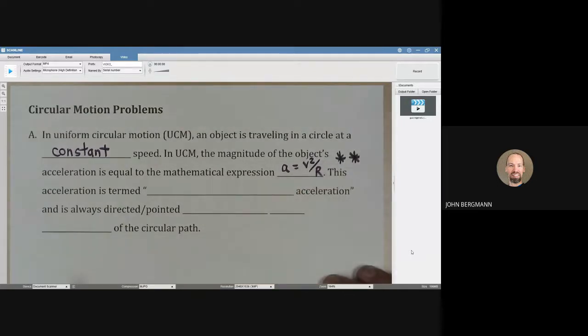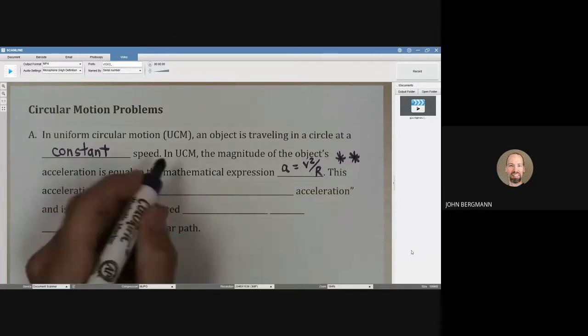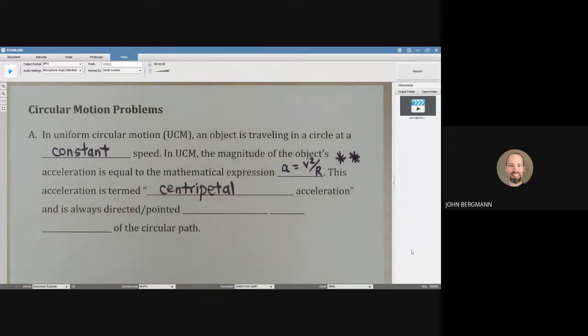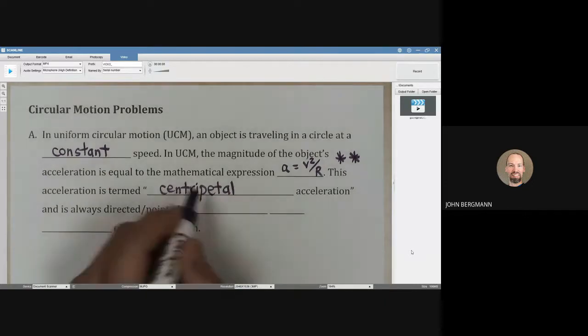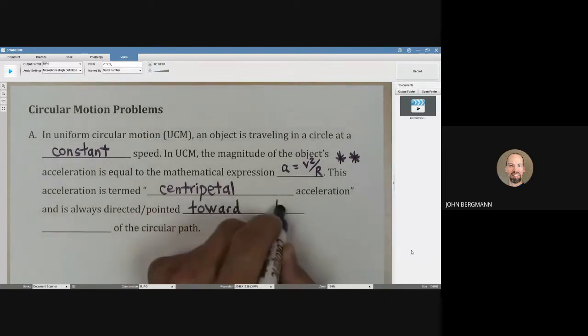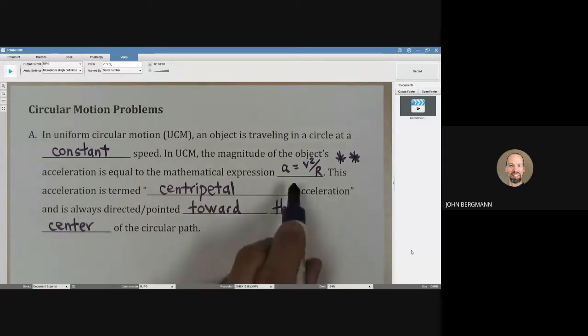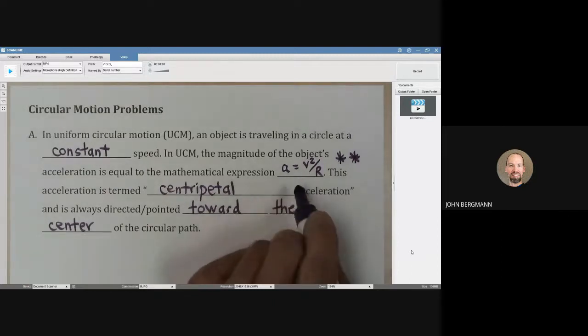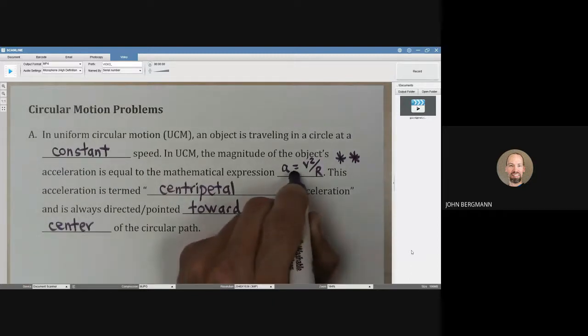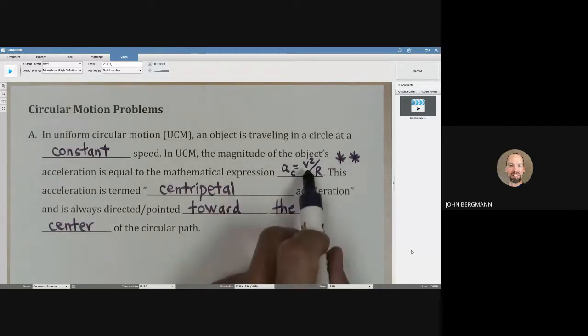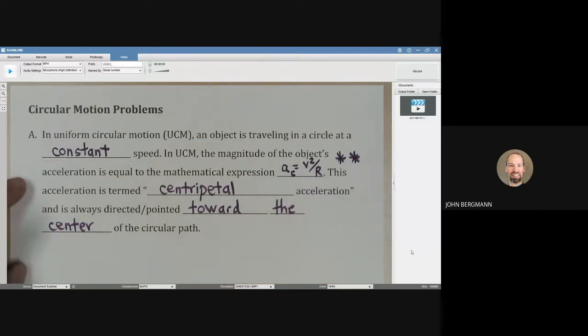V squared over r is the acceleration of the object. This acceleration is termed centripetal acceleration and is always directed, or pointed, toward the center of the circular path. So the equation for a centripetal acceleration, you see the equation. Perhaps I should put a little subscript c there. Centripetal acceleration is equal to the speed of the object at that moment squared divided by the radius of the motion.